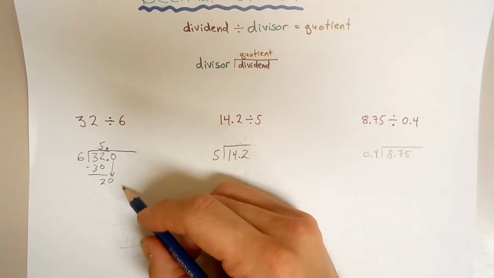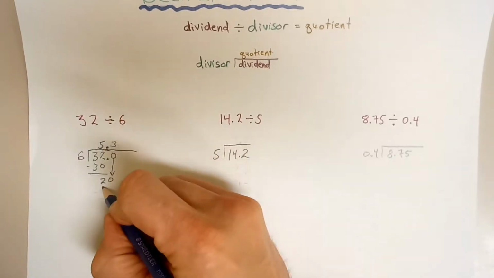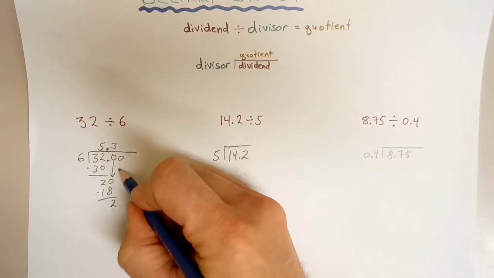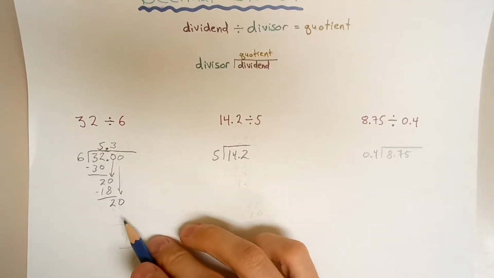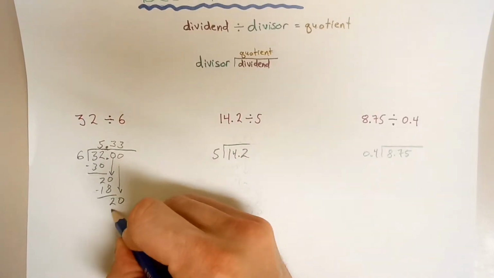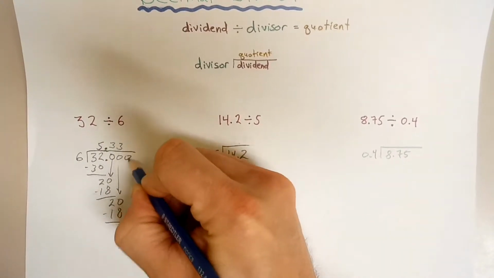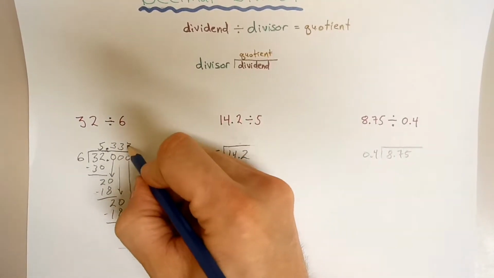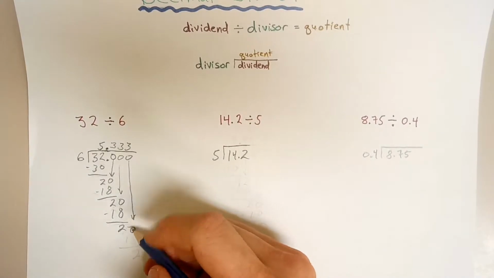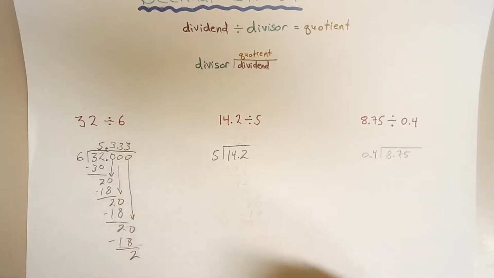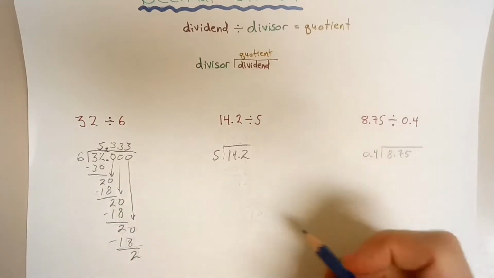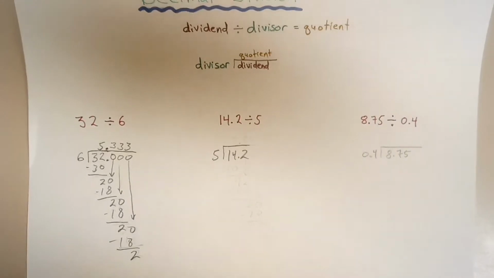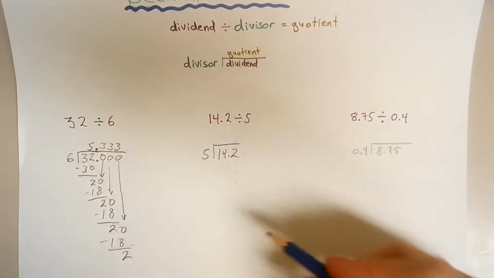How many times does 6 go into 20? 3 times, 18. 3 times 6 is 18. 2 left. Add another 0. Bring it down. 20 again. Same thing again. 3 times 6 is 18. 2 left. Add another 0. Bring it down. 20 again. 6 goes into 20 3 times, 18. 2 left. Okay. We're going to stop there. When we have 3 decimal places, or thousandths, we've done enough. Let's stop there.